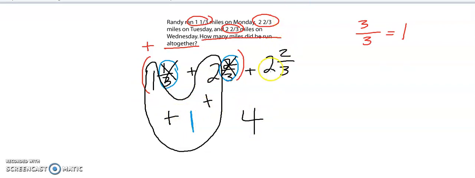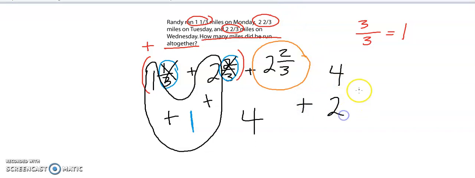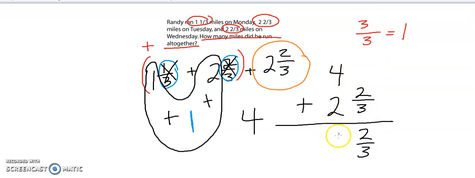And now I can add in my 2 2/3. So in order to do that, instead of going across, let's take it back and let's stack. So we'll say 4 plus 2 2/3. Now we'll work with our fractional side first. We don't have any fraction here, so we know down here it's going to be 2/3. And then 4 plus 2 gives me 6. So my answer is 6 2/3.